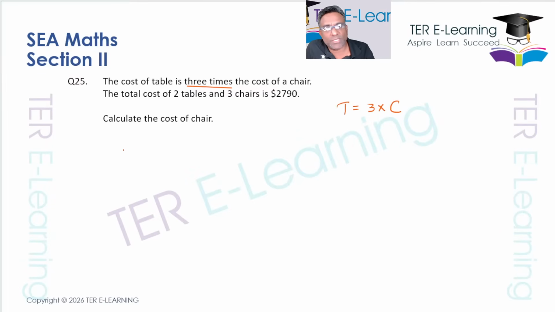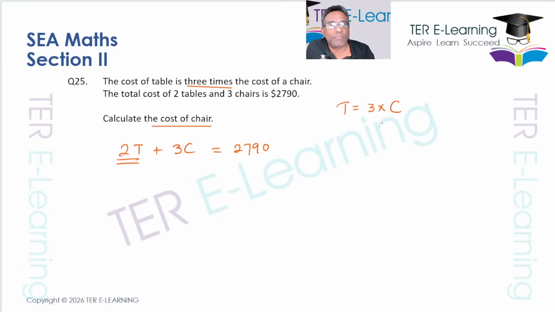Now the total cost of 2 tables, so let's write this out here: 2 tables plus 3 chairs is equal to $27.90. That's what that statement is telling me. And we want to figure out the cost of 1 chair. That's what we want.